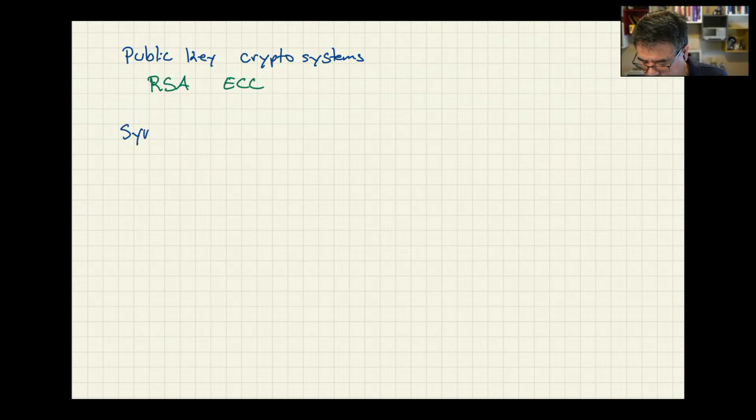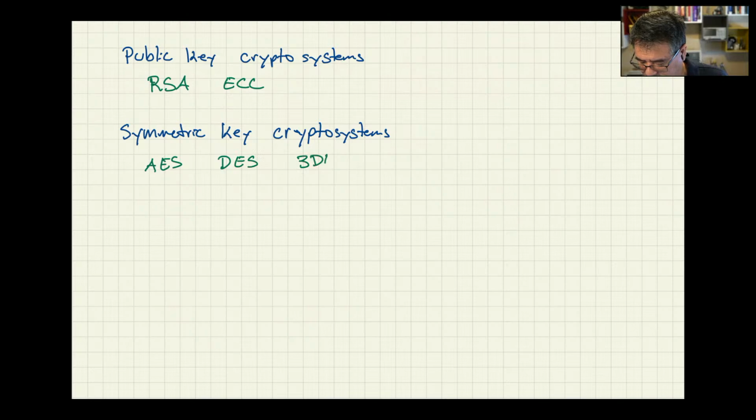And then there are the symmetric key cryptosystems. And these include AES and DES, and 3DES, and a few others. AES being probably the most common one these days. And those are faster and less computationally expensive to do. And so usually, in today's modern computers, there's actually a dedicated piece of hardware in the computer that does AES really, really fast.